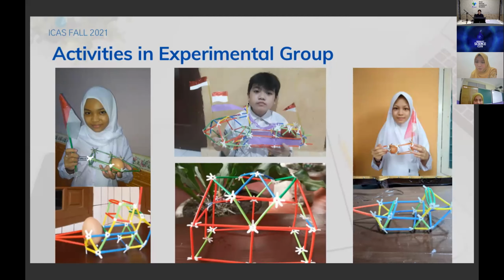And below is the floating house. A floating house is usually located on the Musi River, one of the biggest rivers in Palembang.